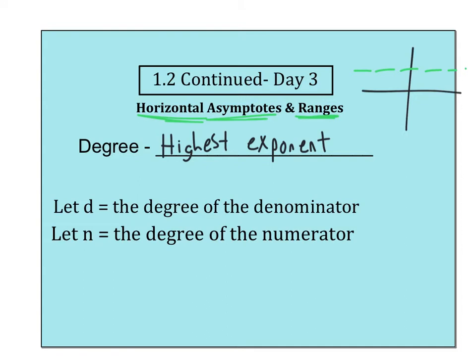So since we're talking about rational functions, we're going to have a numerator and a denominator, so they are each going to have their own degree, and they may be different, okay? So I'm just going to use abbreviation. D is going to be the degree of the denominator, and n will be the degree of the numerator. And let's look at an example. There's 3 possibilities of what can happen, and there's a way to find the horizontal asymptote for each of those.